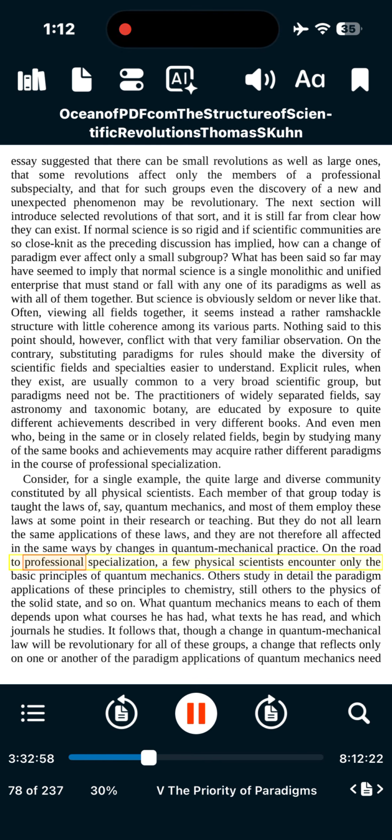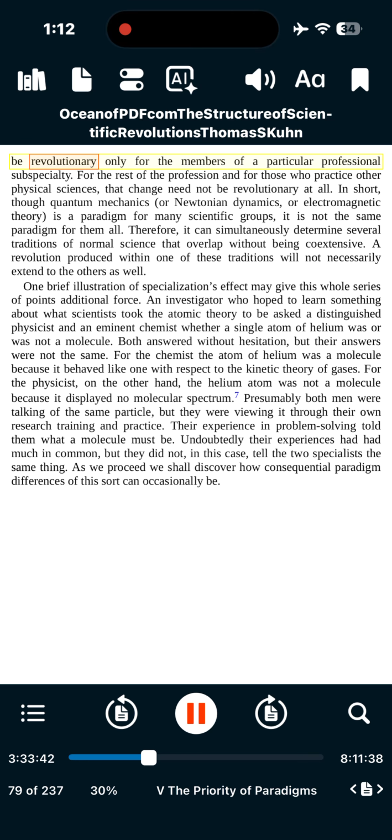On the road to professional specialization, a few physical scientists encounter only the basic principles of quantum mechanics. Others study in detail the paradigm applications of these principles to chemistry, still others to the physics of the solid state, and so on. What quantum mechanics means to each of them depends upon what courses he has had, what texts he has read, and which journals he studies. It follows that, though a change in quantum mechanical law will be revolutionary for all of these groups, a change that reflects only on one or another of the paradigm applications of quantum mechanics need be revolutionary only for the members of a particular professional subspecialty.